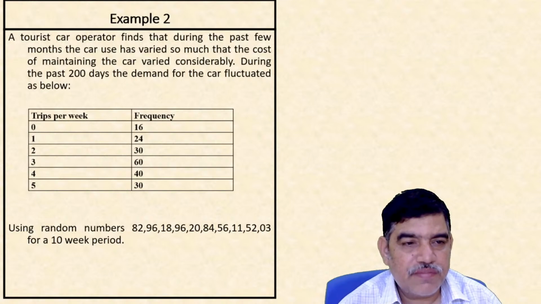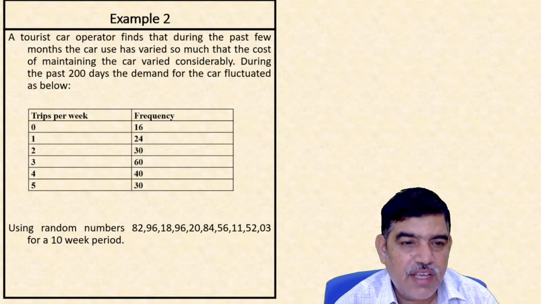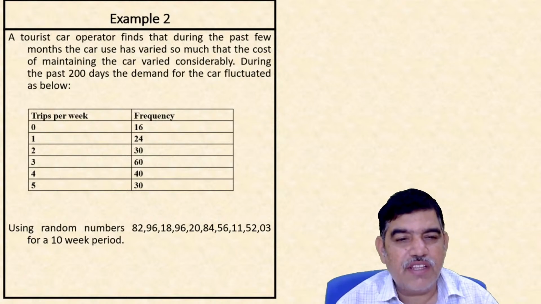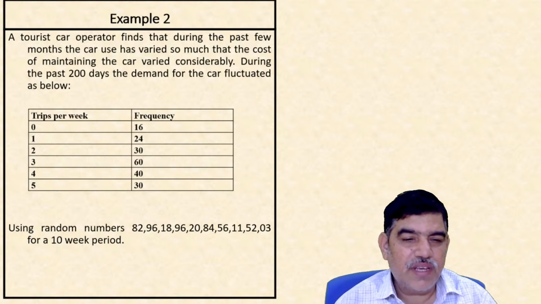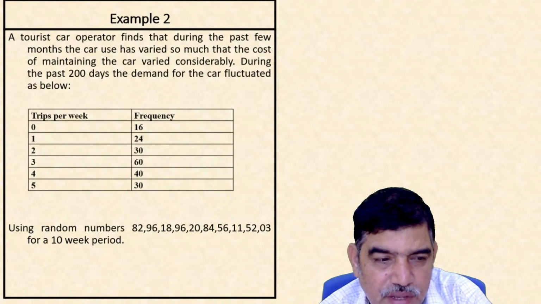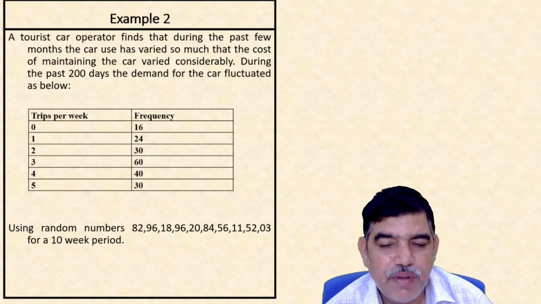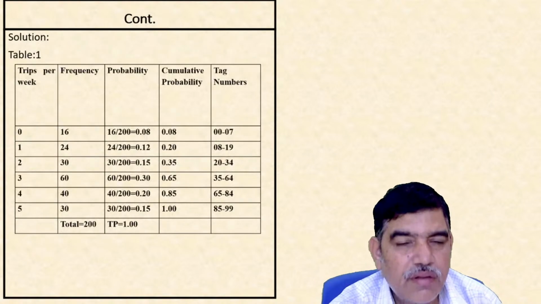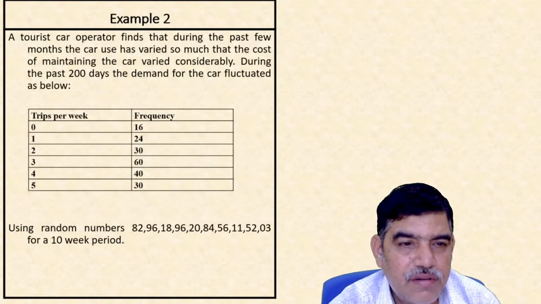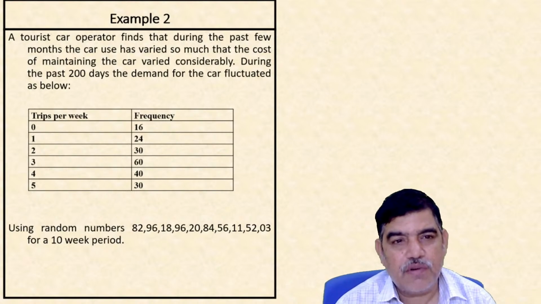When trips per week is 2, the frequency is 30. In this way, for 3, that is 60. For 4, that is 40. For 5, that is 30. Using the random numbers given in the question, 82, 96, 18, 96, 20, 84, 56, 11, 52, 03, for a 10-week period, we have to calculate or simulate the problem.